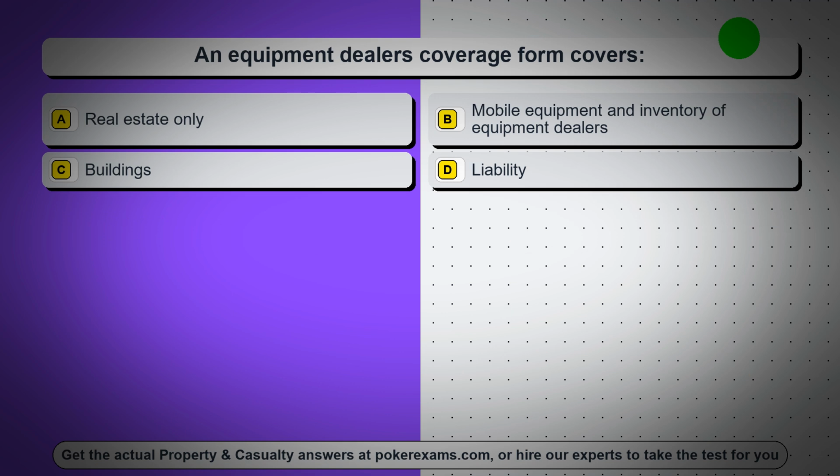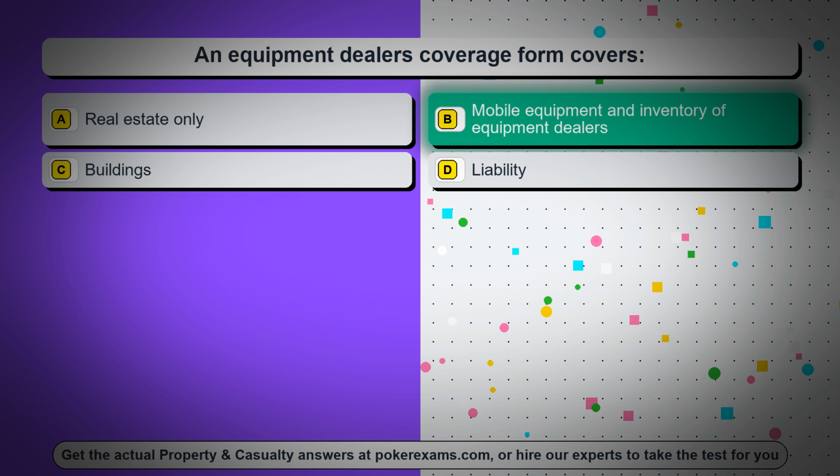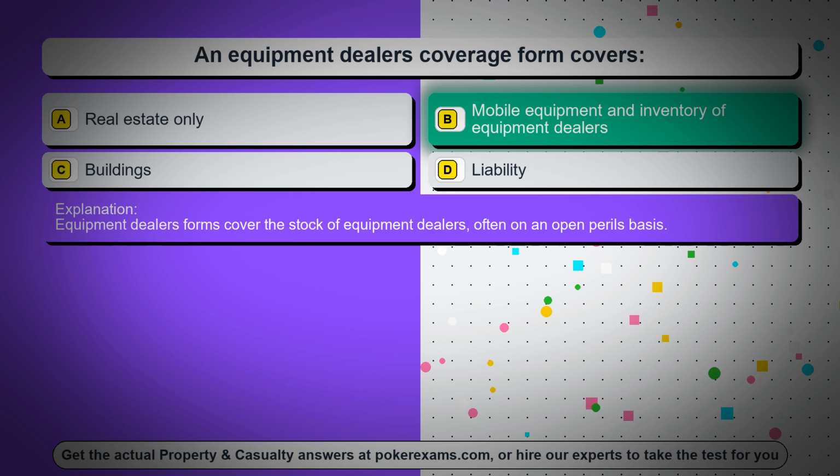Question 91. An equipment dealer's coverage form covers: Option A, real estate only. Option B, mobile equipment and inventory of equipment dealers. Option C, buildings. Option D, liability. The correct answer is option B, mobile equipment and inventory of equipment dealers. Equipment dealers' forms cover the stock of equipment dealers, often on an open perils basis.